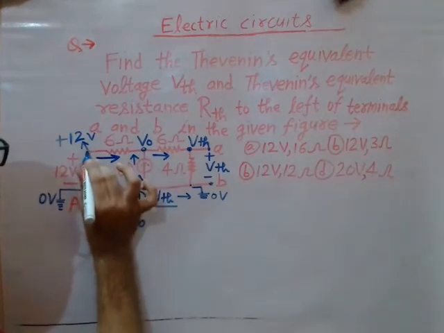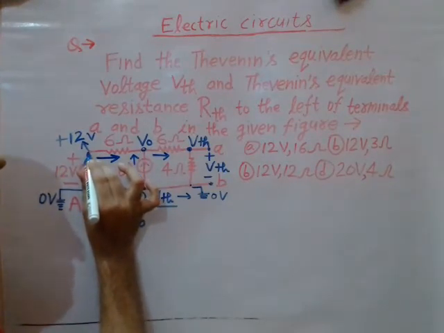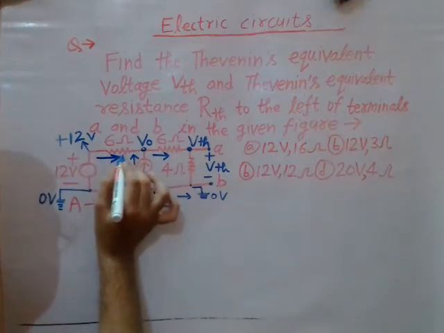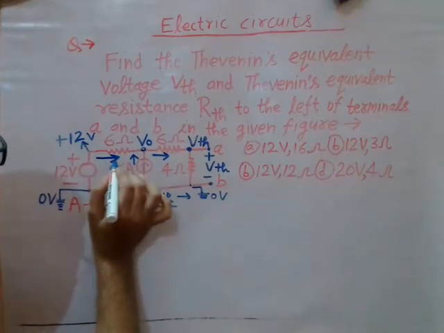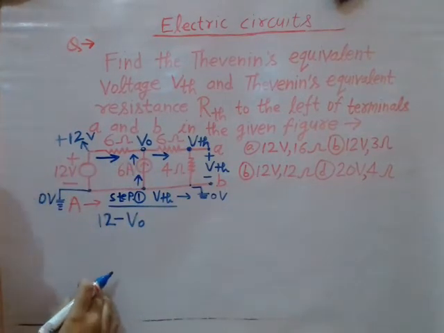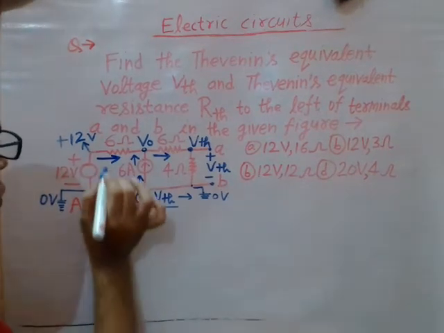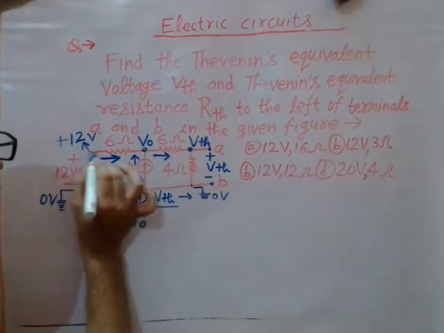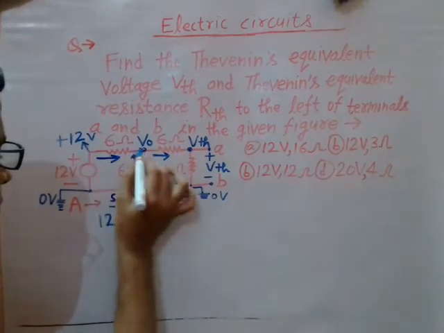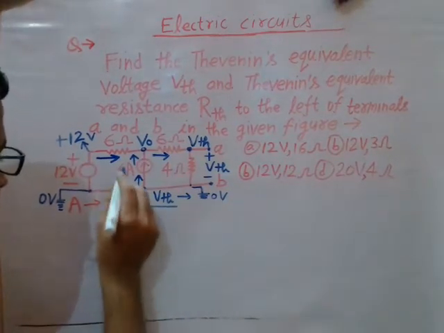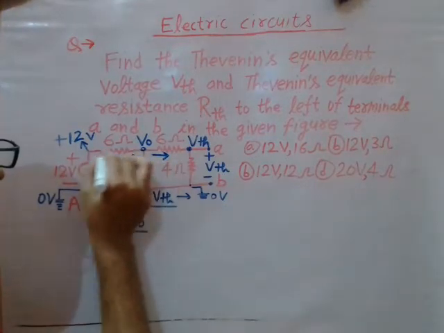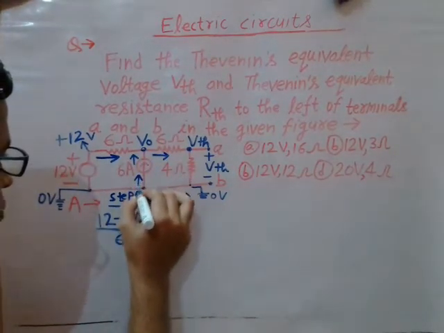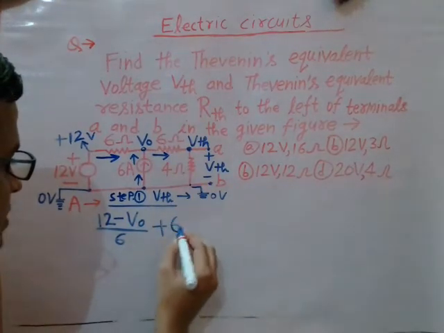See, I am assuming that the direction of current is like this. That means this potential I am assuming to be higher. That's why the current is flowing like this, because current always flows from high potential to low potential. If you do the opposite of it, then the sign will be reversed, definitely. So this current, if you want to write it out, will be 12 minus V naught divided by this resistance, which is 6 ohm. So this is the current flowing in this 6 ohm resistance. Now what is the value of this current? This is 6 ohm, so write 6 ohm here.